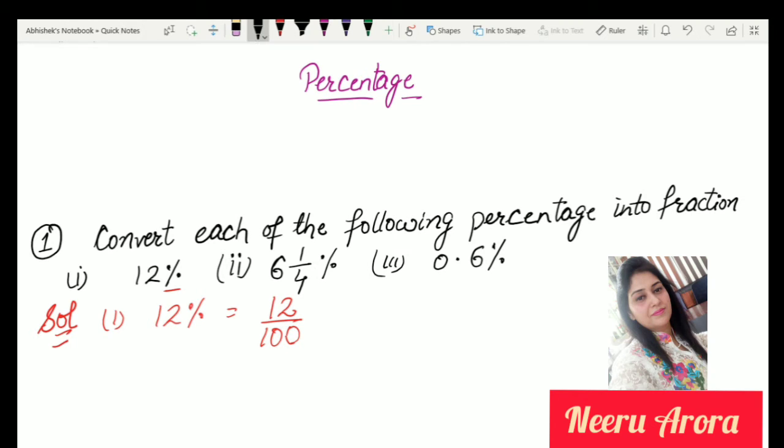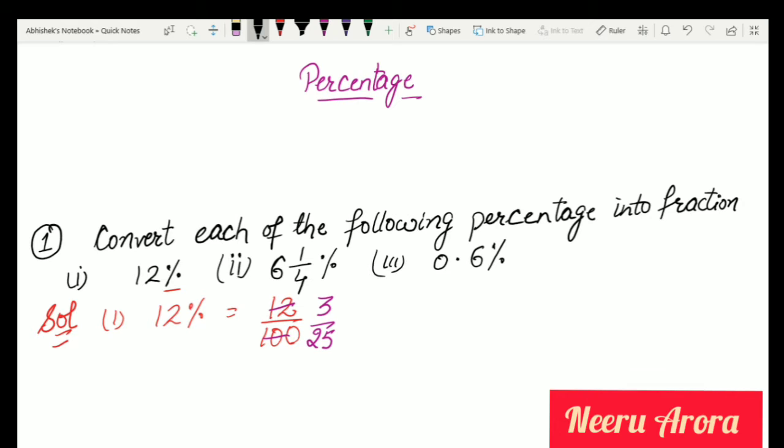So let's do the cutting if it is possible. 4 3s are 12, 4 25s are 100. So we'll convert it, after replacing the percent sign by dividing the numerator by 100. Reduce the fraction to the simplest form. After removing the percentage sign and dividing the number by 100, reduce the fraction to the simplest form. So here it is equal to 3 by 25.